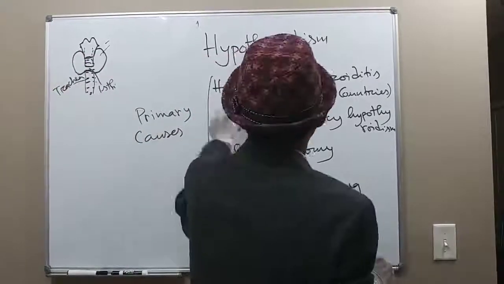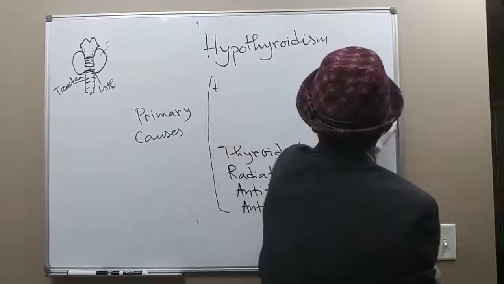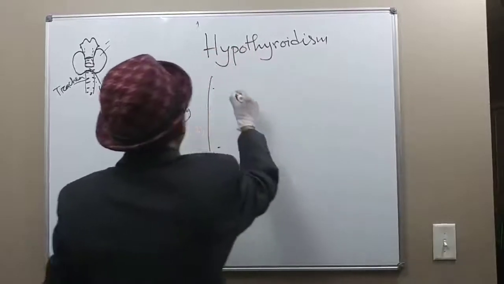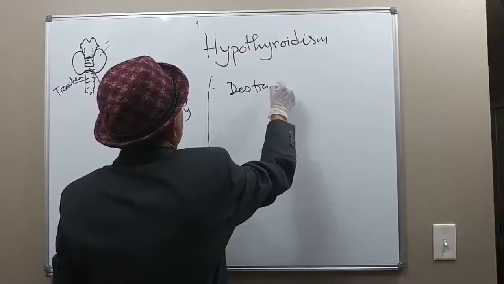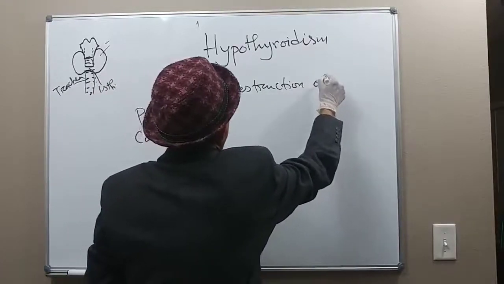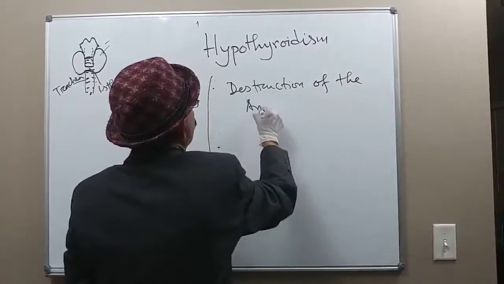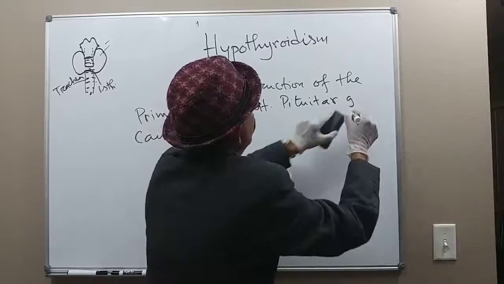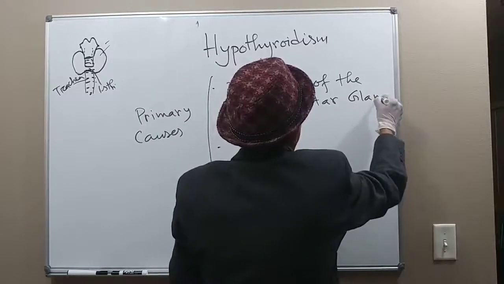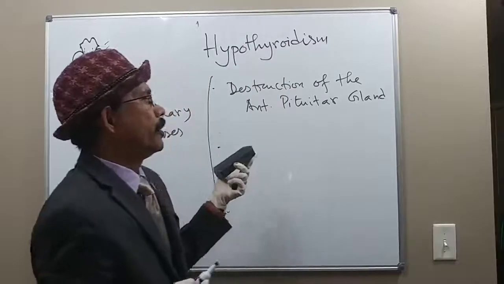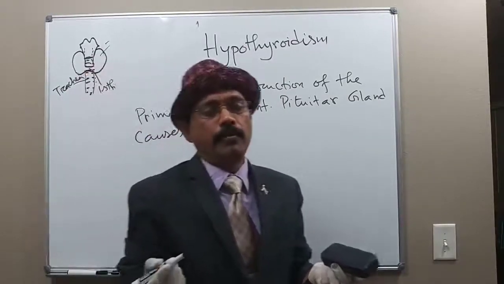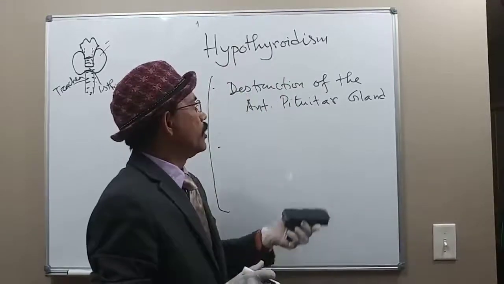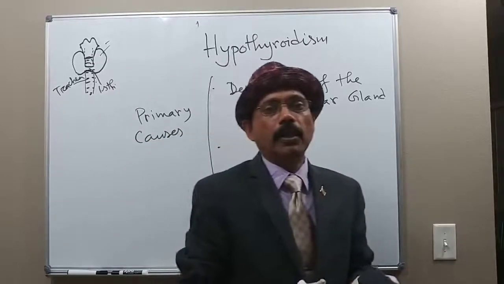Hypothyroidism due to secondary causes. Secondary causes occur when there is damage to the anterior pituitary gland. This can be destruction of the anterior pituitary gland due to any reason, such as surgery, for example a person has an anterior pituitary tumor and the surgeon takes out the anterior pituitary, or it may be a complication of excessive bleeding after delivery of the baby.